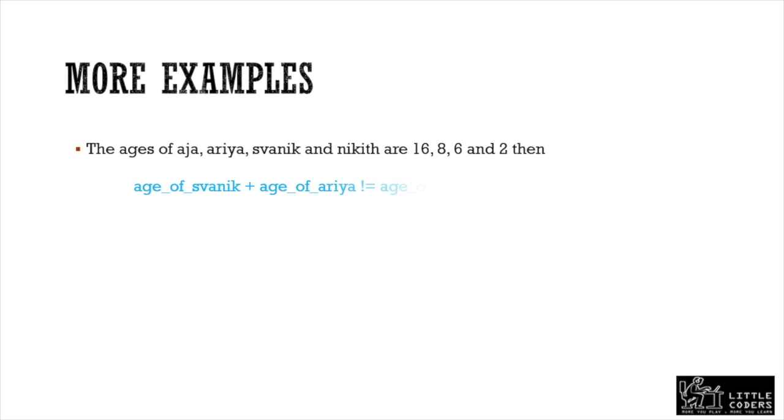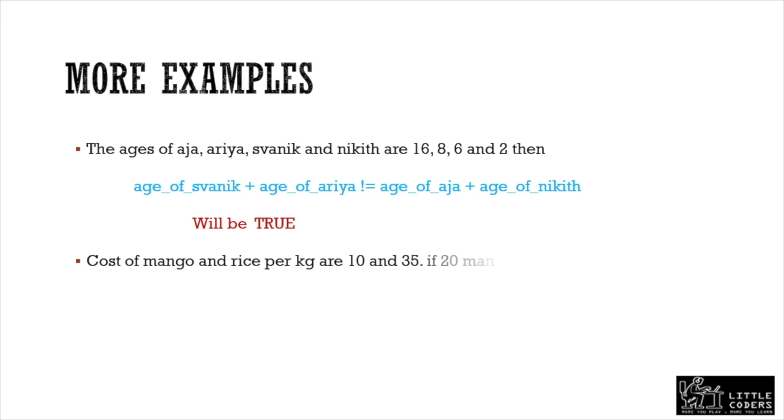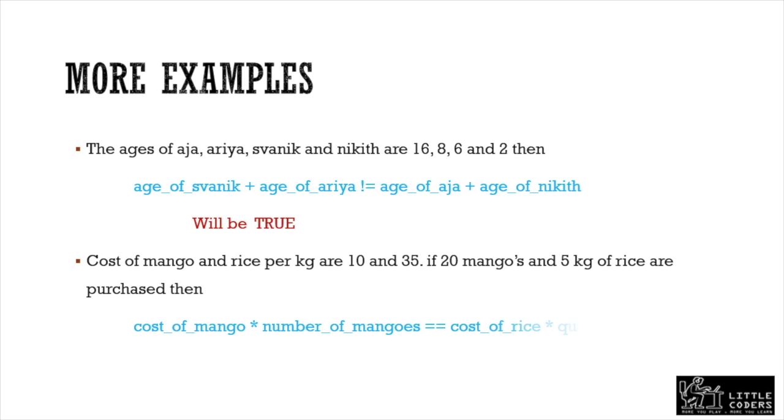Similarly, if the ages of Aja, Arya, Swanik and Nikit are given as 16, 18, 6 and 2, then age of Swanik plus age of Arya not equal to age of Aja plus age of Nikit, the result will be true. Similarly, cost of mango and rice per kg are given as 10 and 35. If 20 mangoes and 5 kg of rice are purchased, then cost of mango into number of mangoes is equal to cost of rice and quantity. If you check this condition, the result will be false.